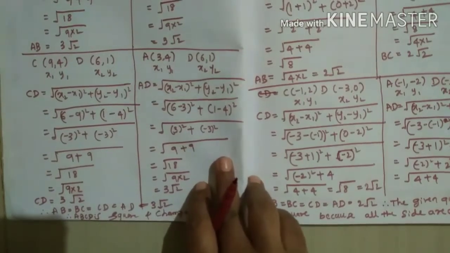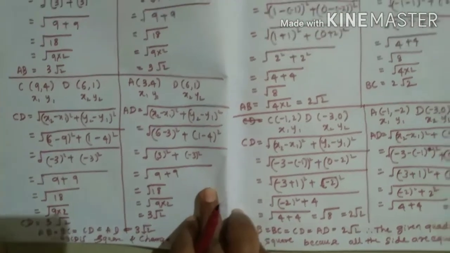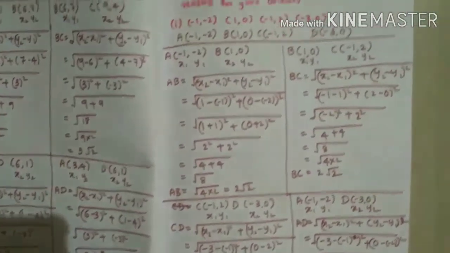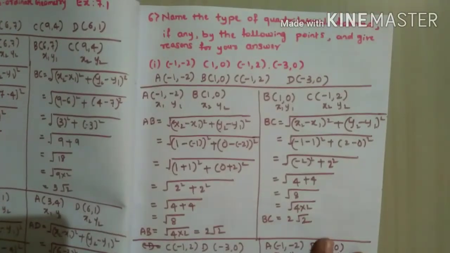In the fifth sum, Champa is correct because he was saying that they are sitting in the form of a square. Therefore Champa is correct. You have to write the answer. Now we'll see the sixth sum.